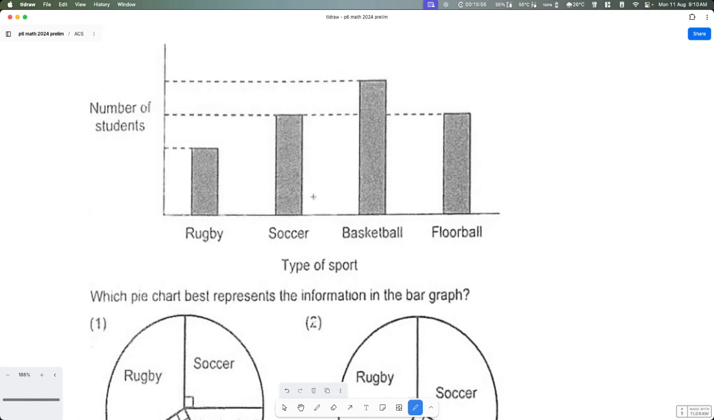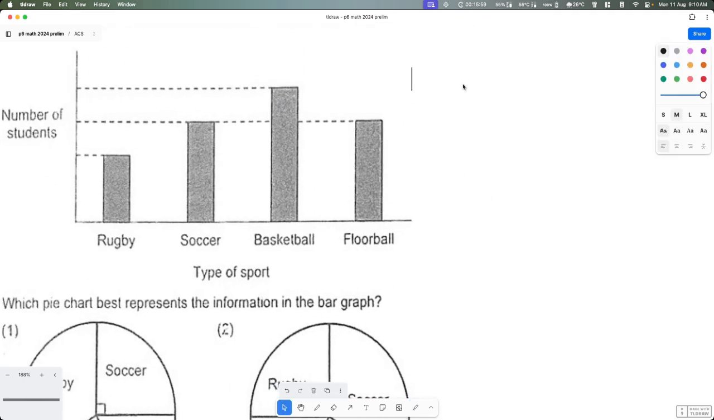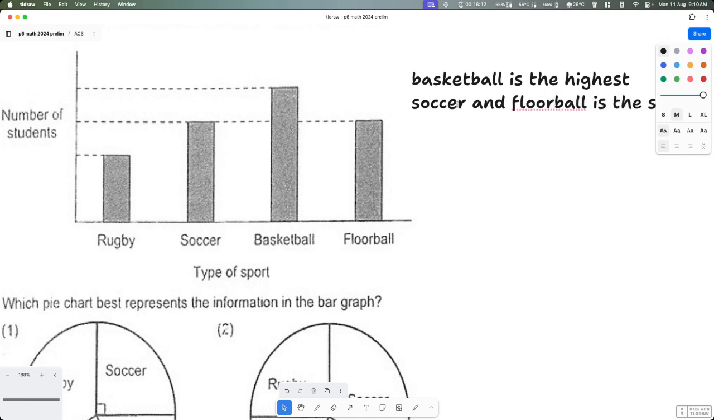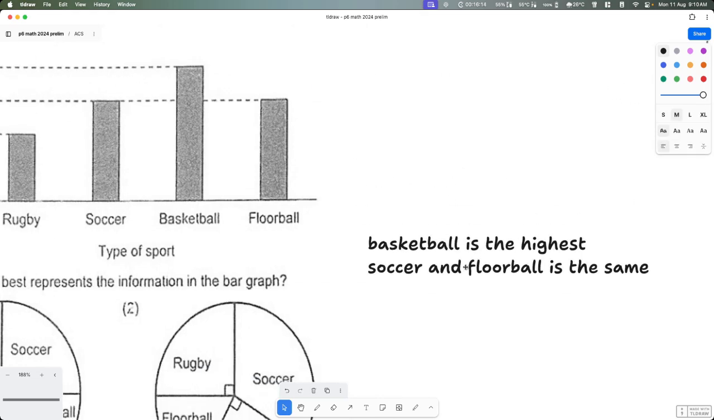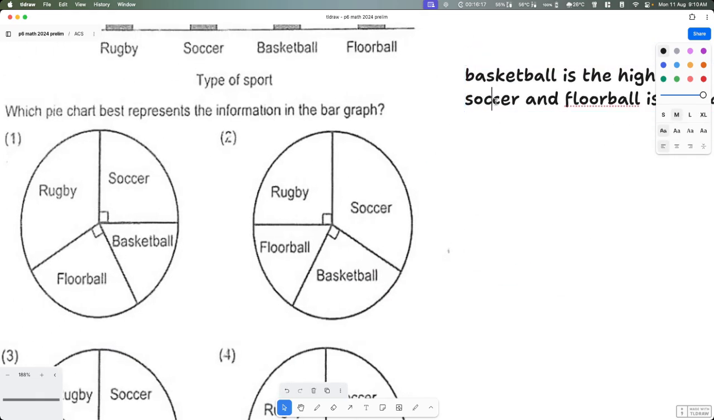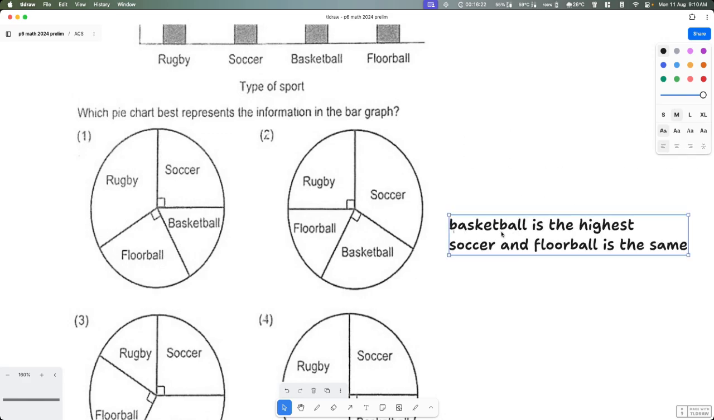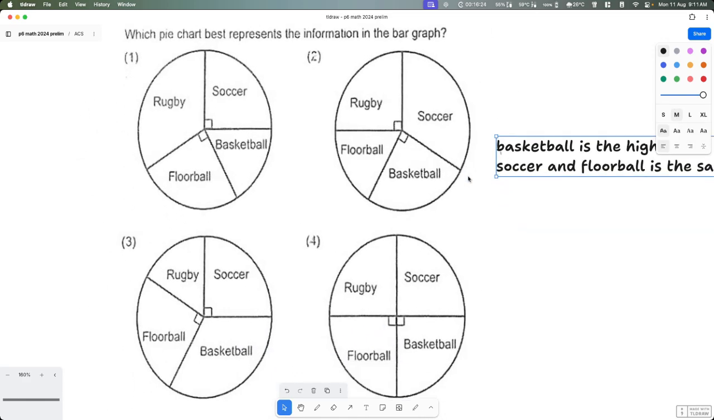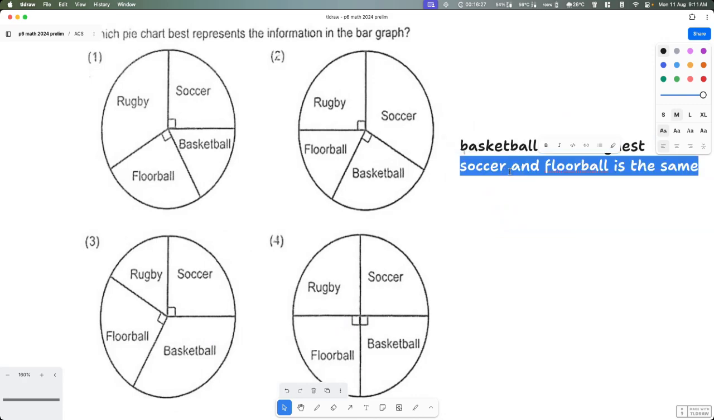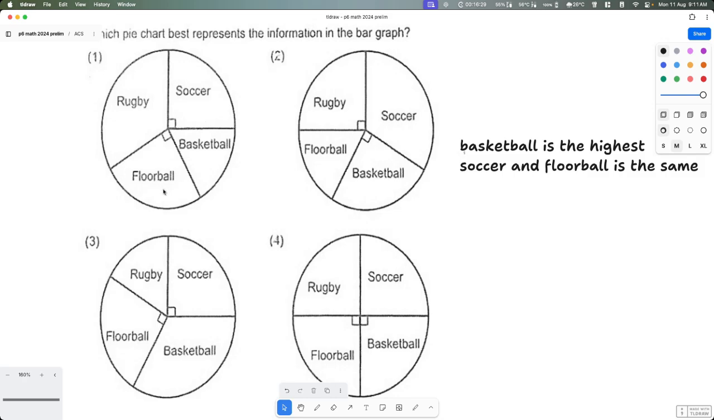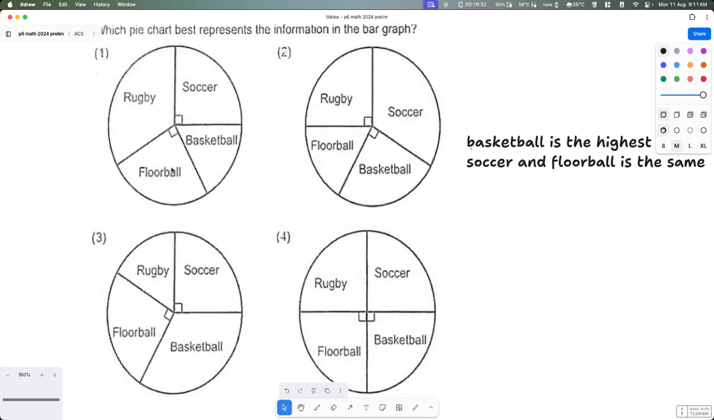Okay, so we know that in this bar graph, basketball is the highest, and soccer and floorball are the same. From this we can now see which pie chart over here is the accurate one. Basketball is the highest, and we know soccer and floorball are the same. Yes, basketball is the highest.